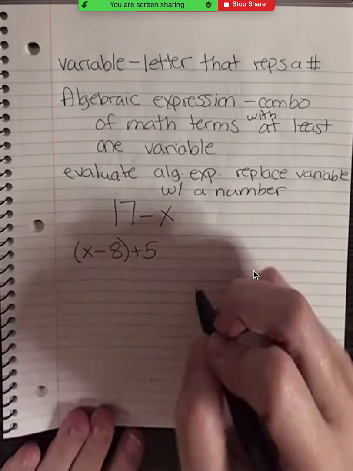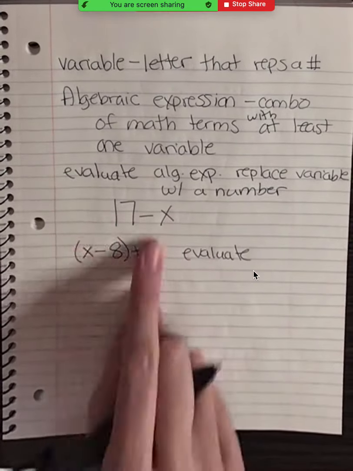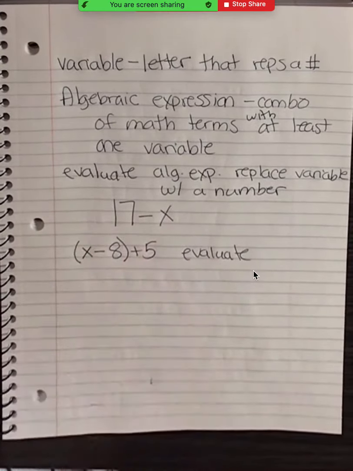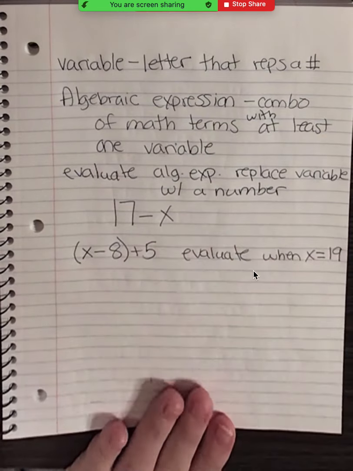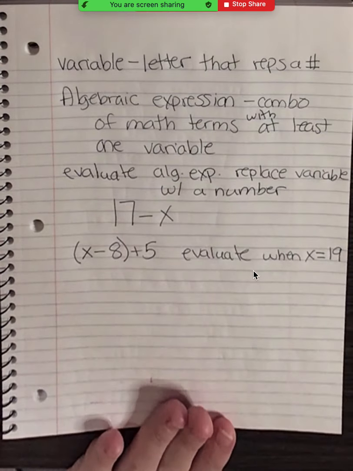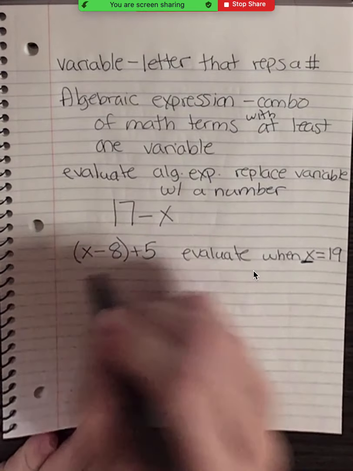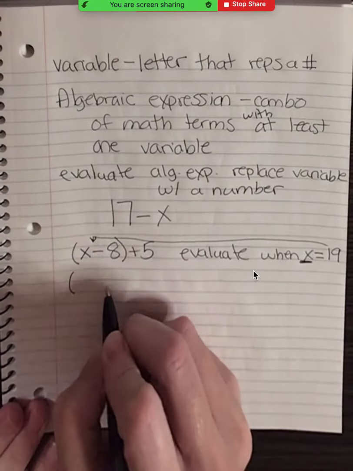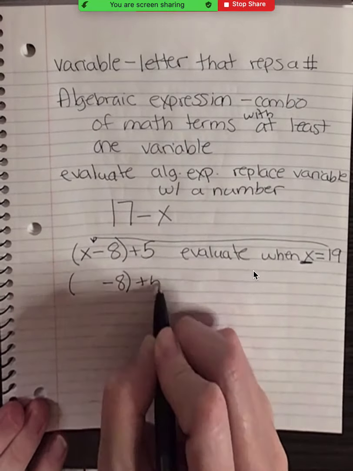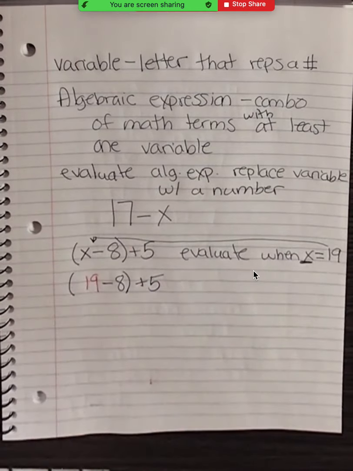We want to evaluate, which means name this number. Tell me what this number is. So we're going to evaluate it when x equals 19. Okay, so the very first thing you need to do is wherever you see an x in your expression, you're going to put in a 19. Okay, so this is then going to become 19 minus 8 plus 5.